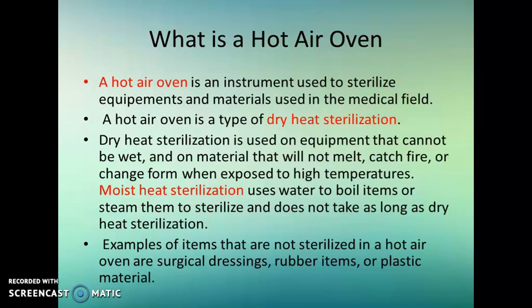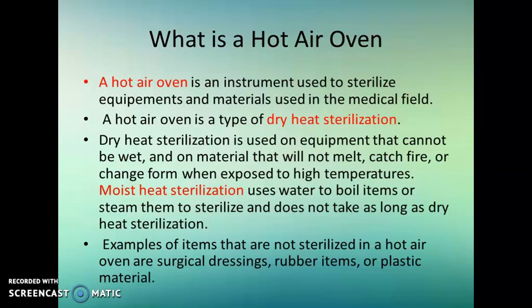In the case of moist heat sterilization, it uses water to boil items or steam them to sterilize, and does not take as long as dry heat sterilization. So, as I told, the dry heat sterilization technique requires more time as well as higher temperature compared to moist heat. In moist heat sterilization, they use water to boil the items, or they apply steam on the materials kept for sterilization.